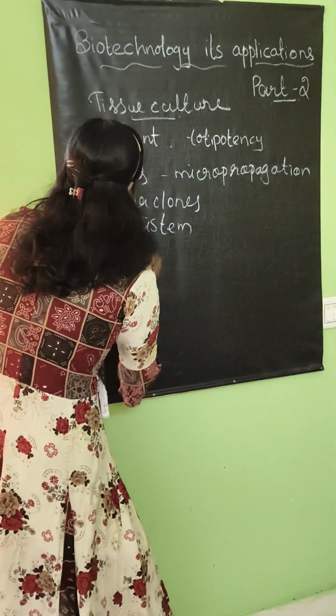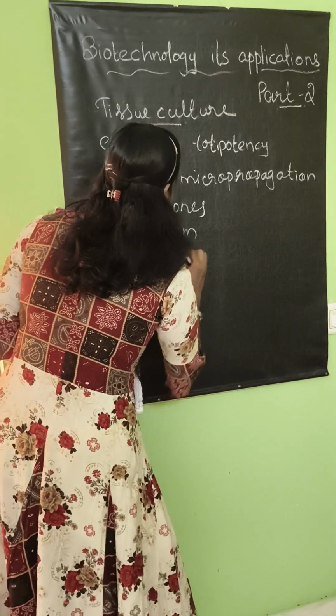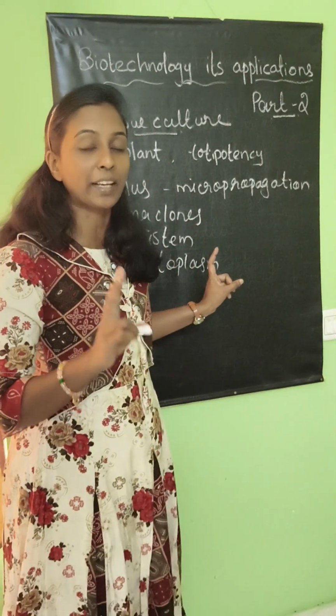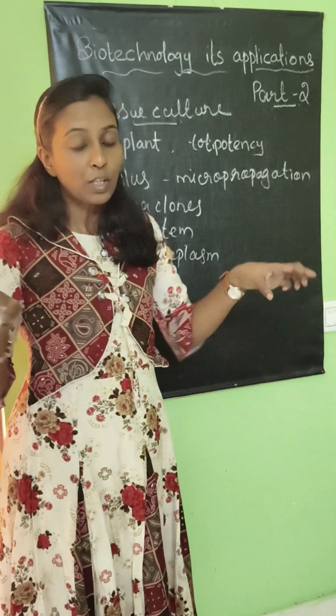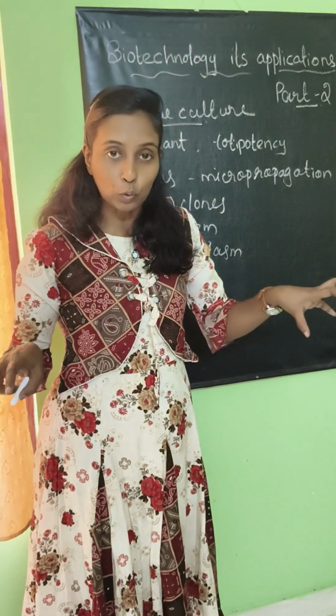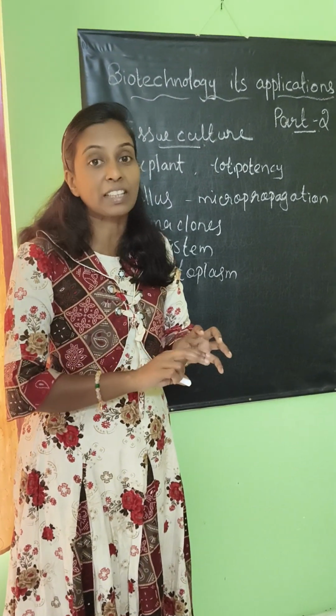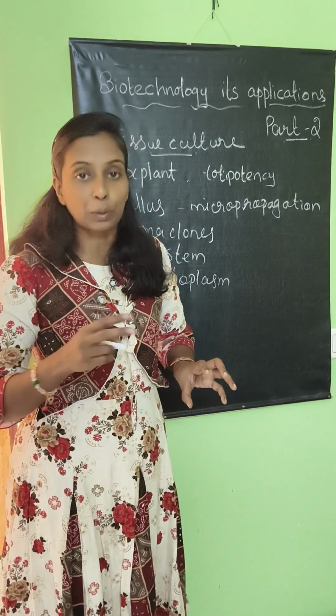Next, one more technique we can understand. We can take two plants. From the two plants we have to extract the protoplasts. So from the two plants we extract only the protoplasts. So two different types of protoplasts we will get. This protoplast we have to culture, and we will get one cell, and then a new plant.